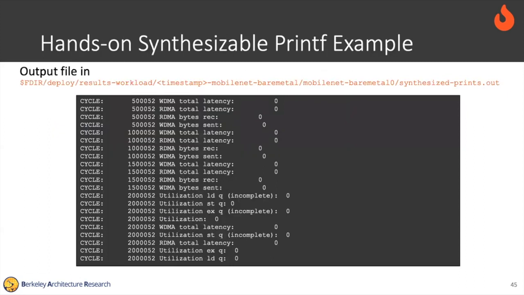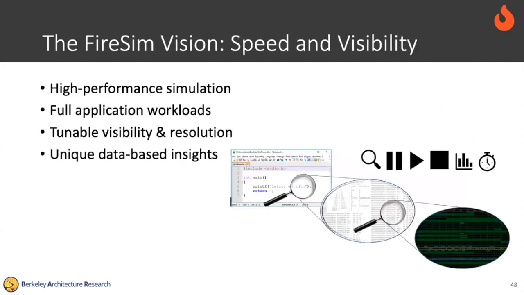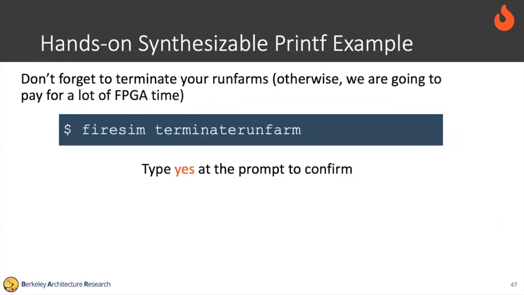Okay, we're going to skip this. This is what you would have seen. Lastly, we do need to do this. You should go ahead and run firesim terminate runfarm here. This will kill your FPGA instances so that we stop getting charged money for them. So run this real quick. This is the most important command in the whole tutorial.